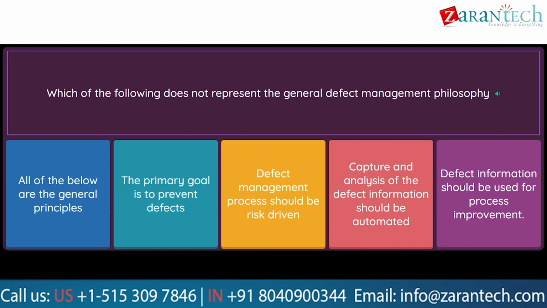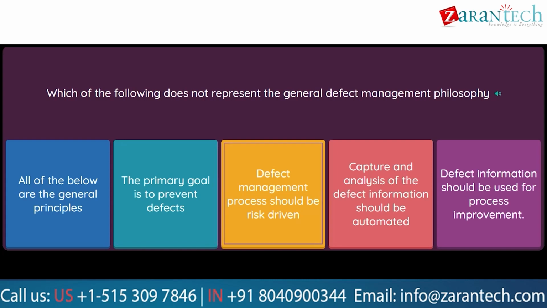Question: Which of the following does not represent the general defect management philosophy? Option 1, all of the below are the general principles. Option 2, the primary goal is to prevent defects. Option 3, defect management process should be risk-driven. Option 4, capture and analysis of the defect information should be automated. Option 5, defect information should be used for process improvement.